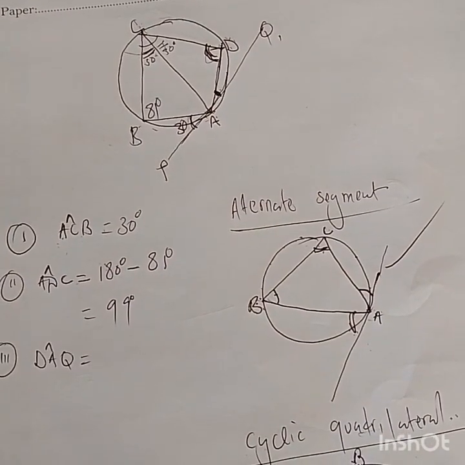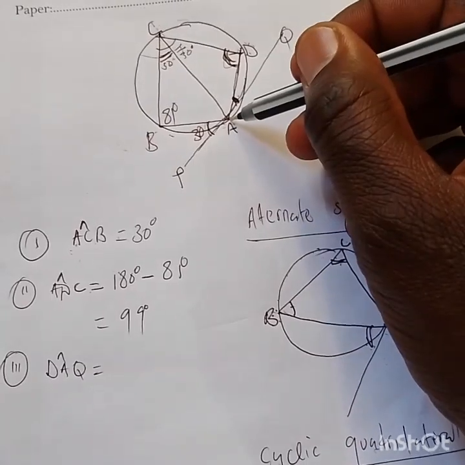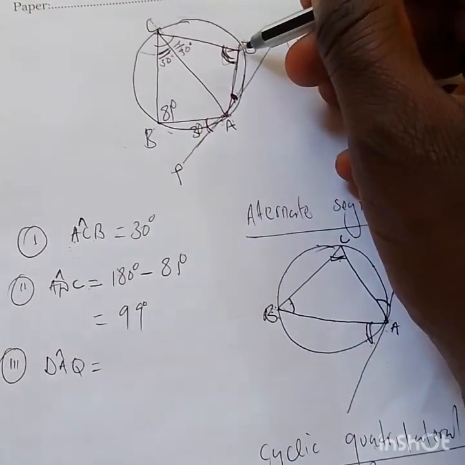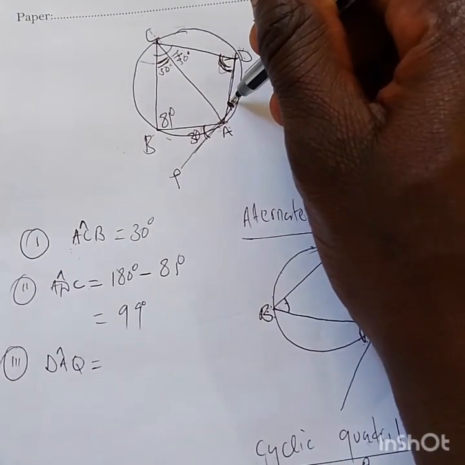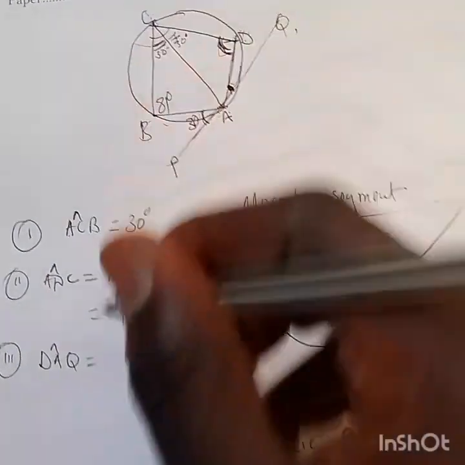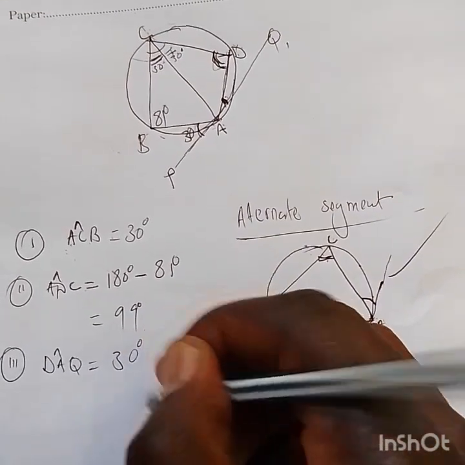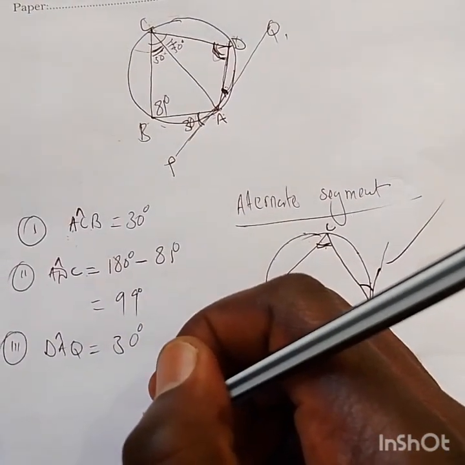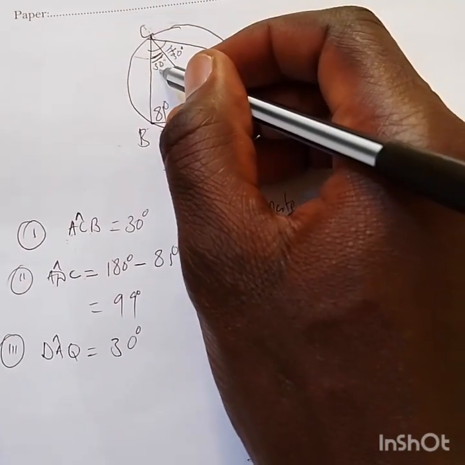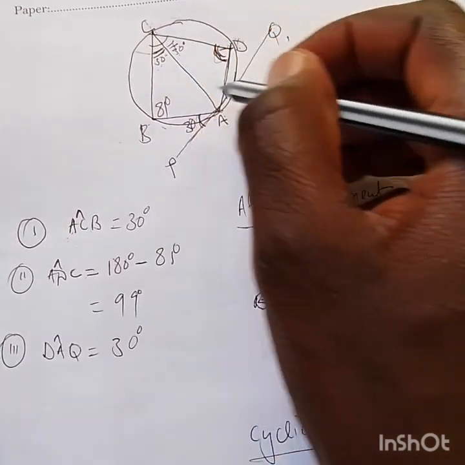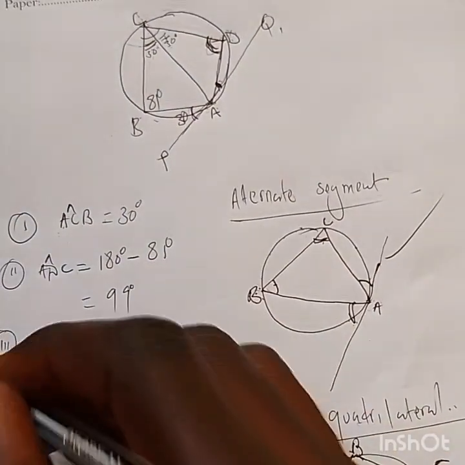Those two angles are in alternate segments. This angle and this one. Therefore, DAQ is equal to 30 degrees. They are in alternate segments. Because AC is the bisector of the angle, that is 30 degrees.